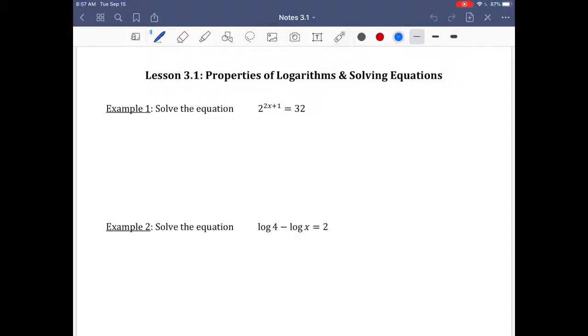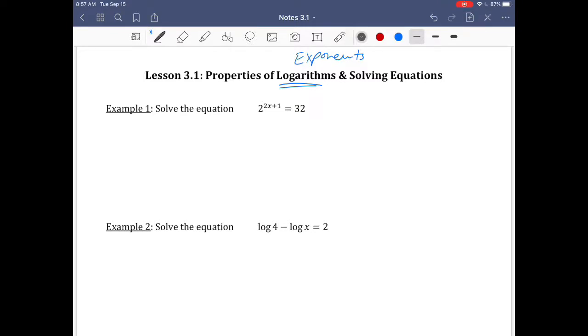Hi everyone, in this video we're going to look at some properties of logarithms, and of course with properties of logs always come exponents, and with those two things we're going to solve some equations. So let's get right to it.